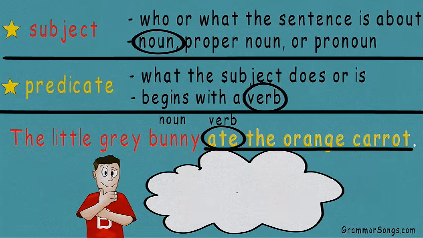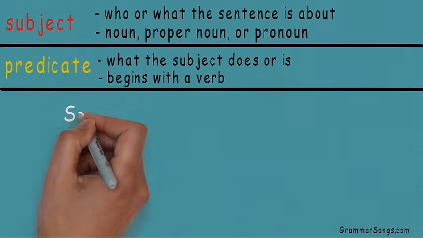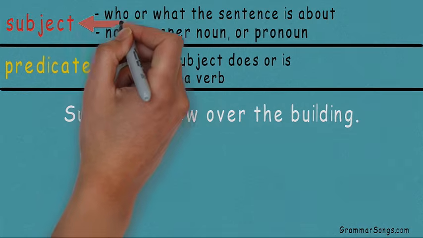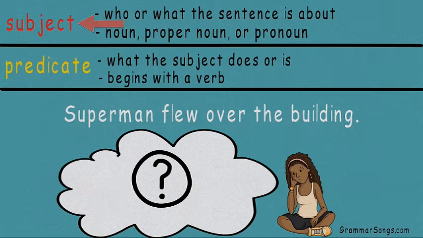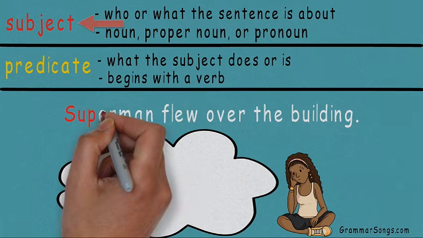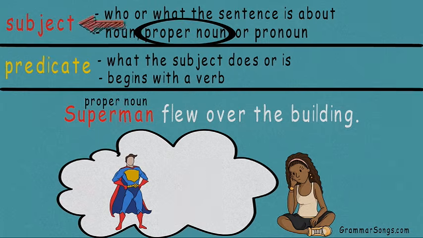Hey, come back here. Let's practice identifying the subject and predicate again. Superman flew over the building. First, let's find our subject. Who or what is this sentence about? Well, when I read this sentence, I get a picture in my head of Superman. Superman is my subject. Superman is a proper noun.